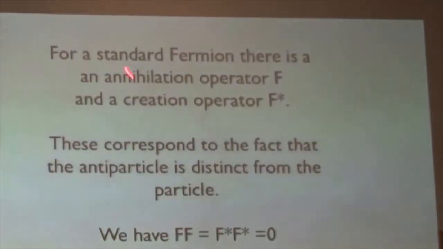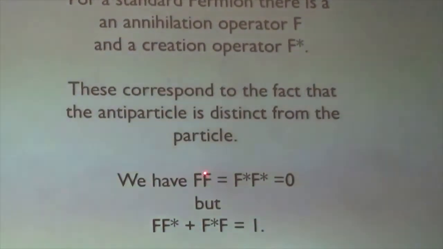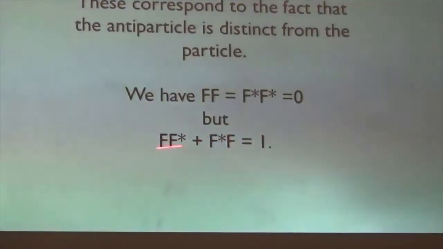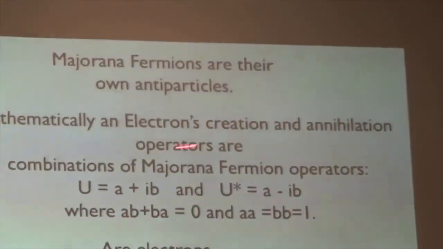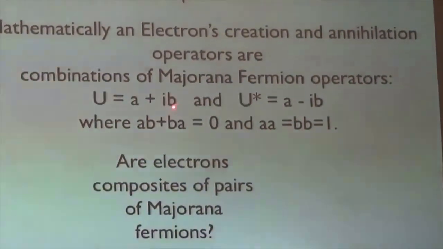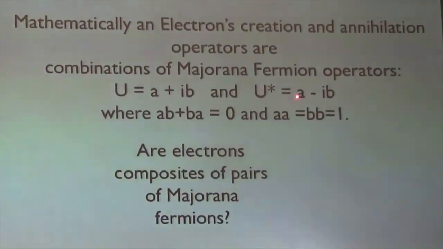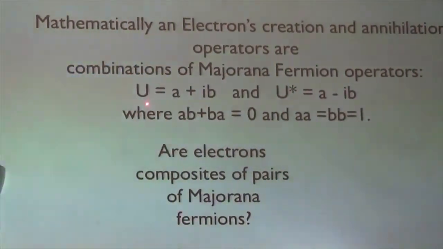An ordinary fermion, as we just saw, has an operator whose square, and the dagger squared, is 0, and you have this commutation relation. We just saw that. So that's a starting point. Now, consider this. Suppose that I had A and B, my favorite Clifford algebra, and I form a U, which is A plus iB, and a U star, which is A minus iB. Well, then they are nilpotents.